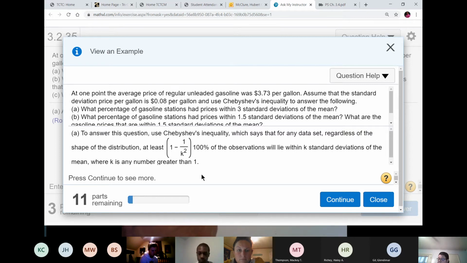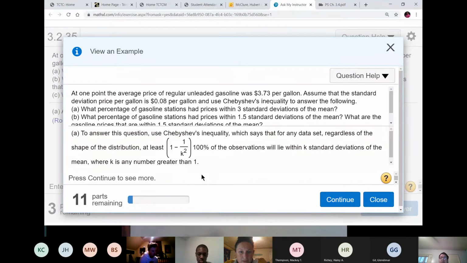So let's do A. A says, what percentage of gasoline stations has a price within 3 standard deviations? 3 standard deviations. Therefore, k is equal to 3. Plug in what? Plug and chug, Hubert. Chug. That's right, class. 1 minus 1 over 3 squared times 100.